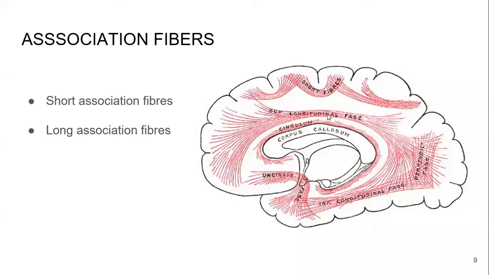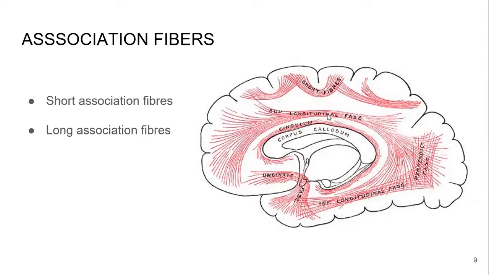They are collected into named bundles that can be dissected in a formalin-hardened brain. The uncinate fasciculus connects the first motor speech area and the gyri on the inferior surface of the frontal lobe with the cortex of the pole of the temporal lobe.